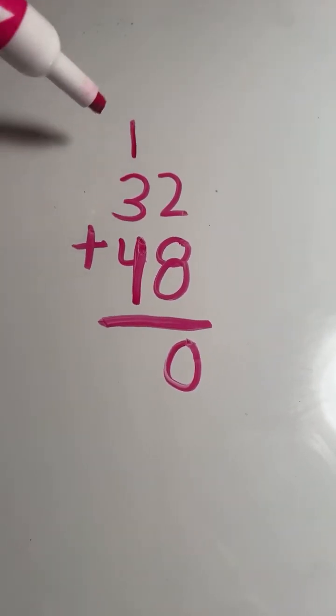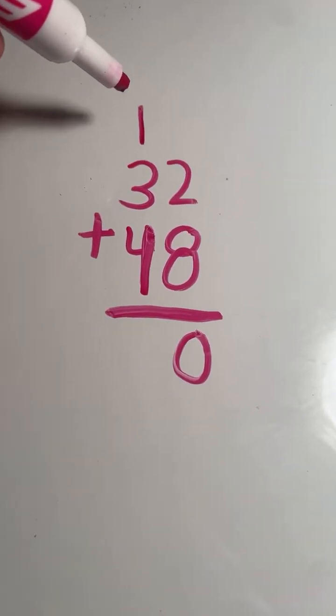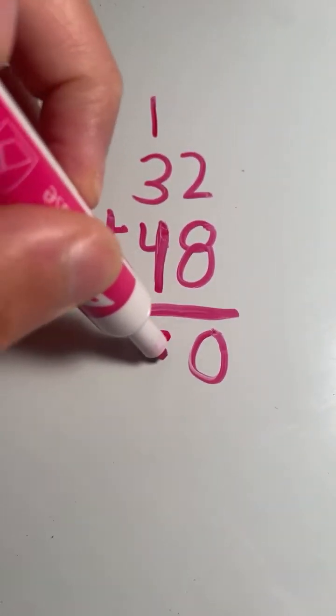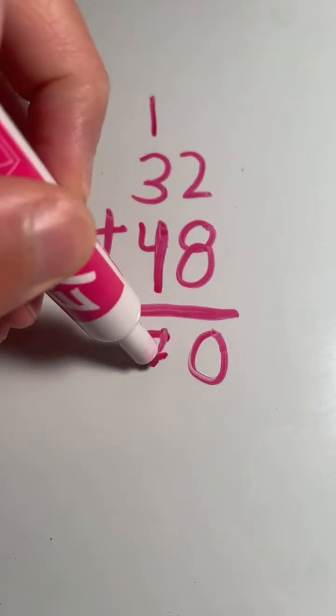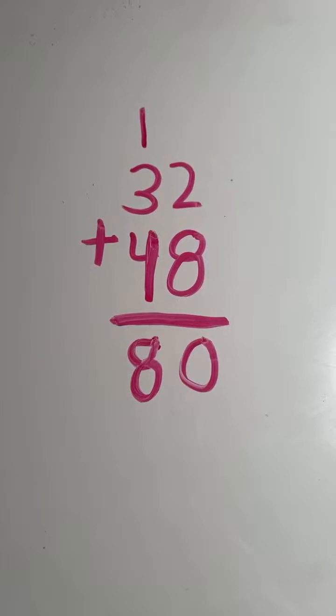And now we have to add that 1 to our answer. 3 plus 4 equals 7. We add the 1 to our answer. We get 8. 0 in the ones place, 8 in the tens place. And 32 plus 48 equals 80.